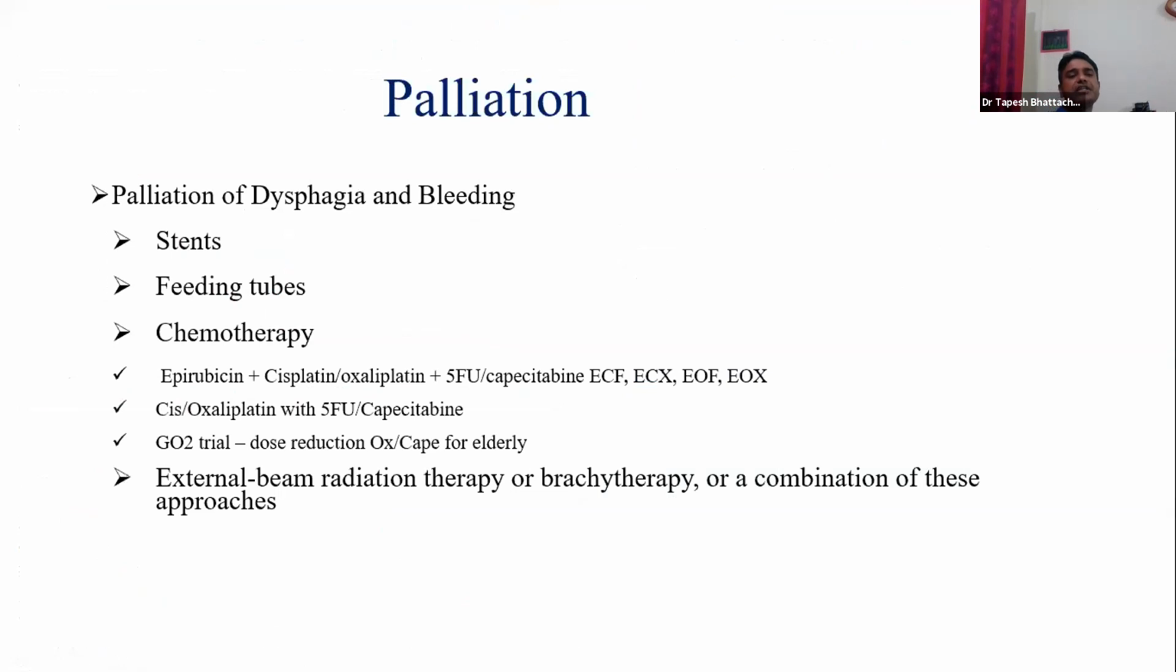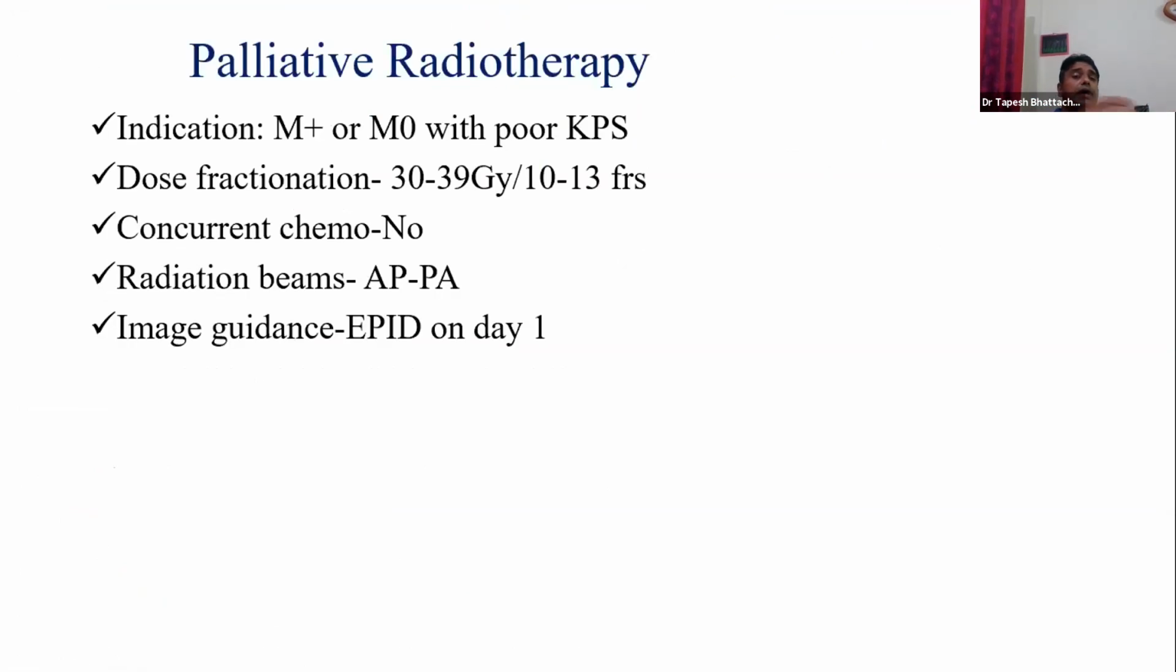So now come to the palliation. For palliation, you have many options, which Dr. Viprodas has already mentioned: stents, feeding tubes, different chemotherapy regimens like epirubicin, cisplatin, cisplatin capecitabine, oxaliplatin based, and always you have external radiation or intraluminal brachytherapy or a combination of these approaches. Palliative radiation, if it is M1, or M0 with poor KPS, dose fractionation 30 to 39 Gy in 10 to 13 fractions. No concurrent chemo. Radiation beams, AP-PA, and image guidance, EPID on day 1.